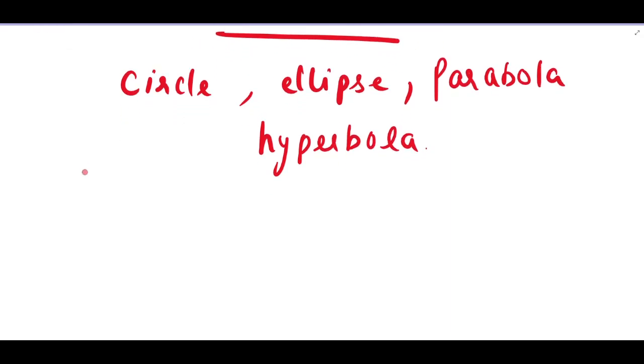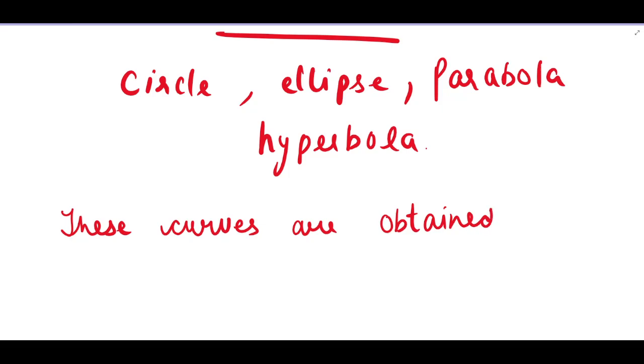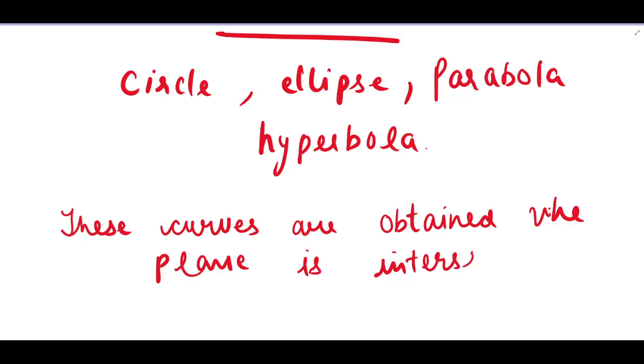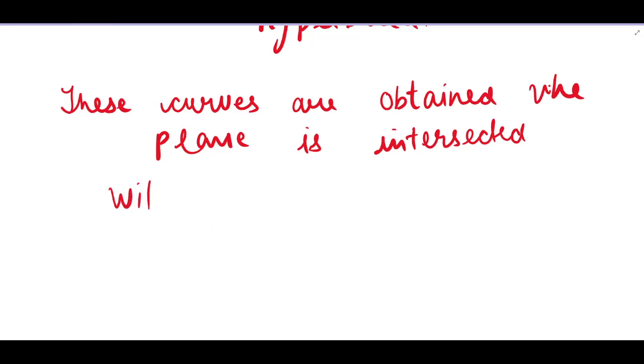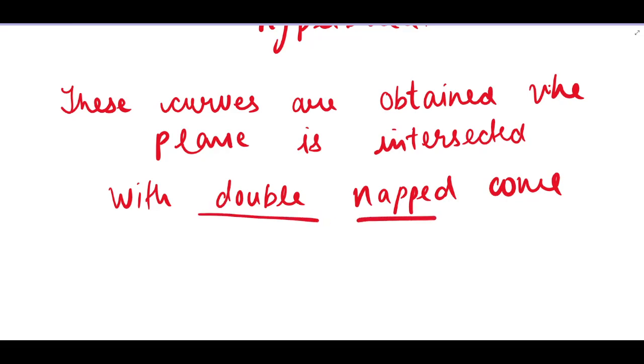And these curves are obtained when a plane is intersected with a double napped cone. So what is a double napped cone?